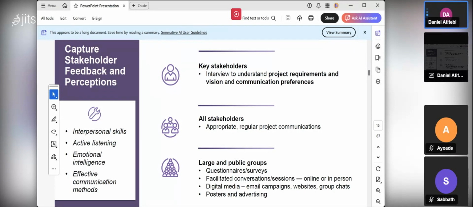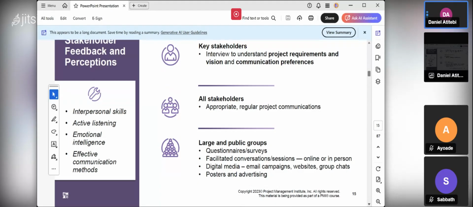You must also understand that all stakeholders need appropriate and regular project communication. You keep on communicating information and reports. You send your progress reports, where you are in your project, all those things. But if it is a large or public group where your stakeholders are scattered, not in the same geographical area, you use what they call a questionnaire. Or if your stakeholders are within the same geographical area, you can conduct a survey.